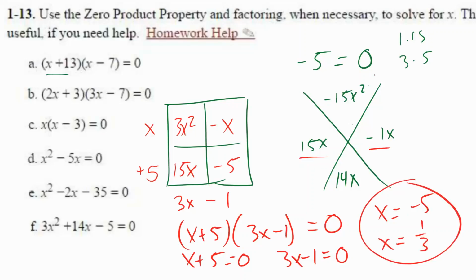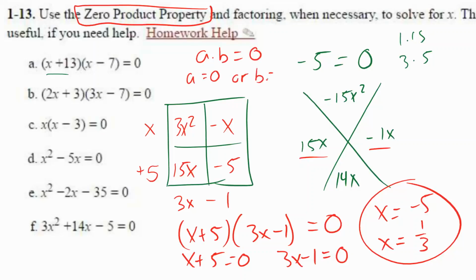So practicing our box and cross, and then always using our zero product property. If two things are multiplied, if a times b equals 0, then either a equals 0 or b has to equal 0.